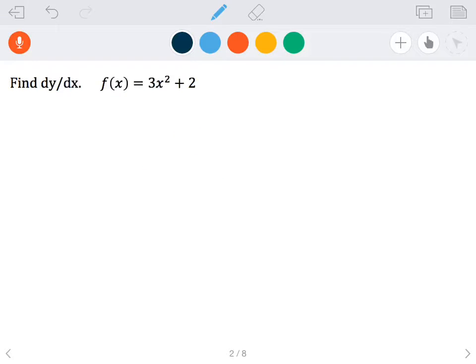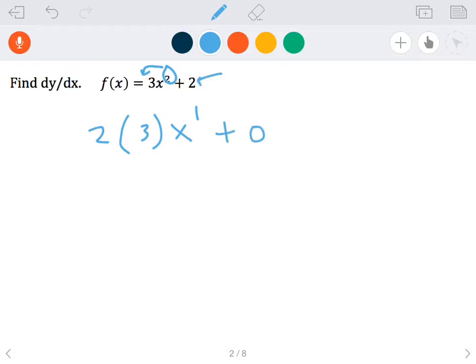So let's do something more interesting. Find dy dx, where f of x is equal to 3x squared plus 2. I'm going to use my power rule. You take your power, multiply it out front, so I've got 2 times my 3 that was already there, and then you subtract 1 from the exponent. So 2 minus 1 gives me 1, and then the derivative of a constant is 0.